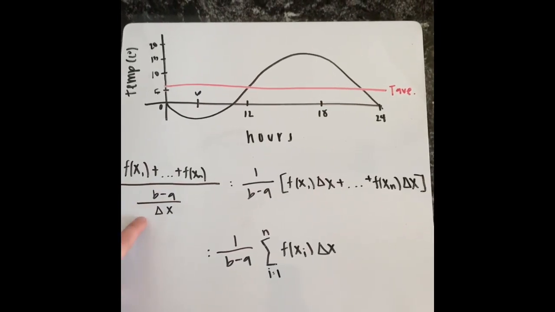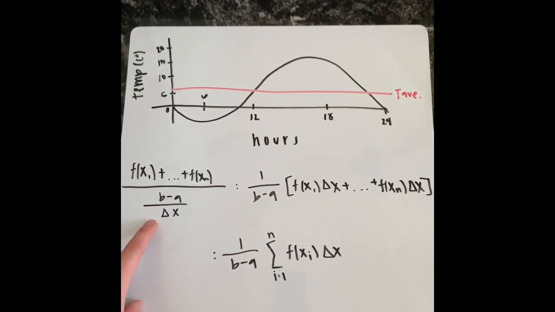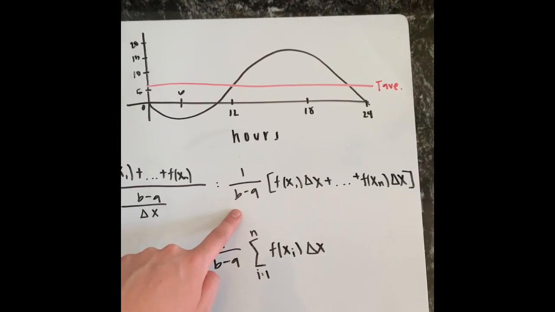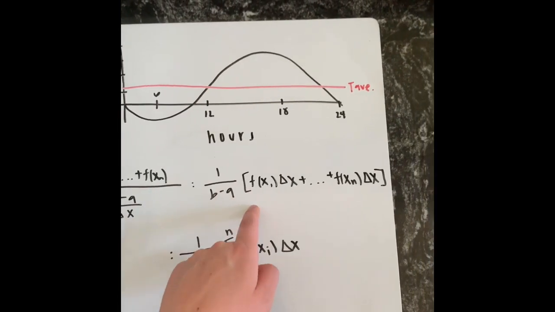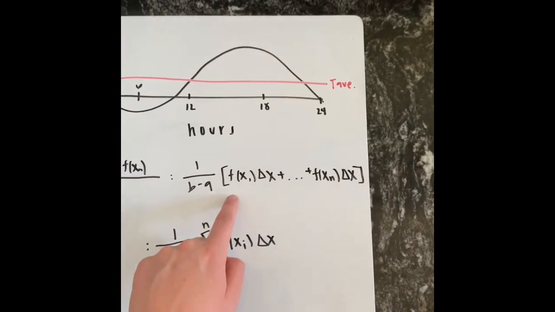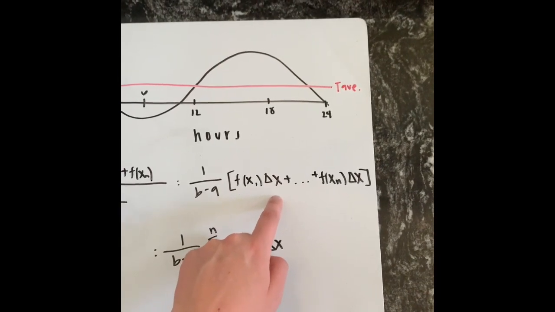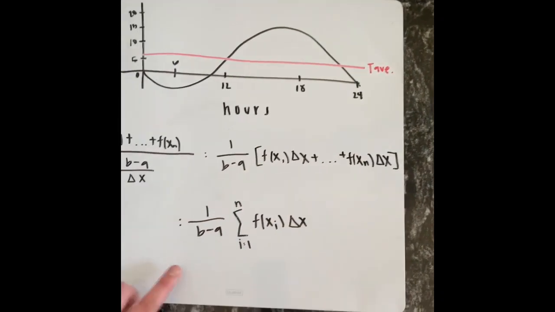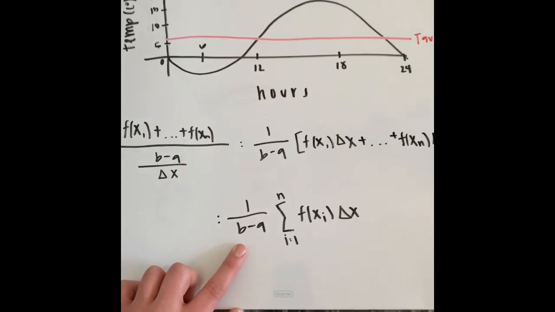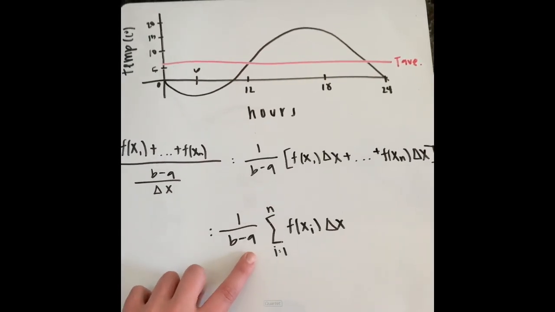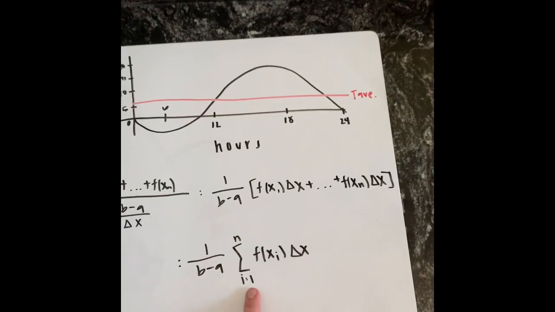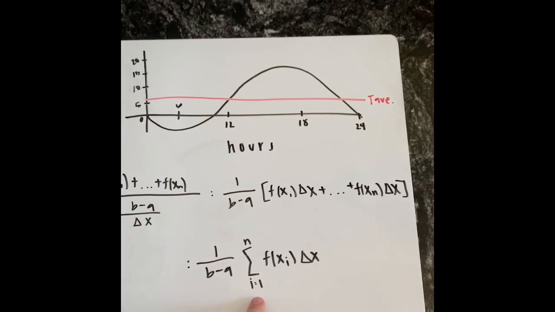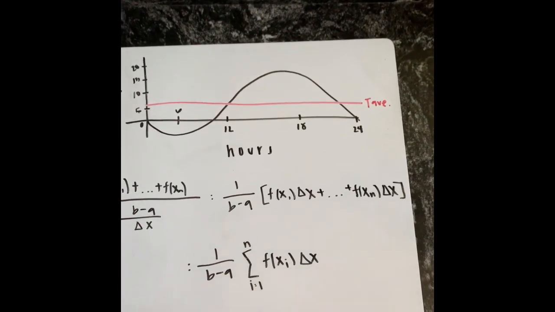All of that over what we replaced for n, which is (b minus a) over the change of x, which can be simplified to 1 over (b minus a), and then you plug this all in. So this is f of x1 times the change of x plus all the way to f of xn times the change of x. Simplified even more, and this is what you'll use, is 1 over (b minus a) times the sum of f of x of i, where i starts at 1 and goes to n, times the change of x.